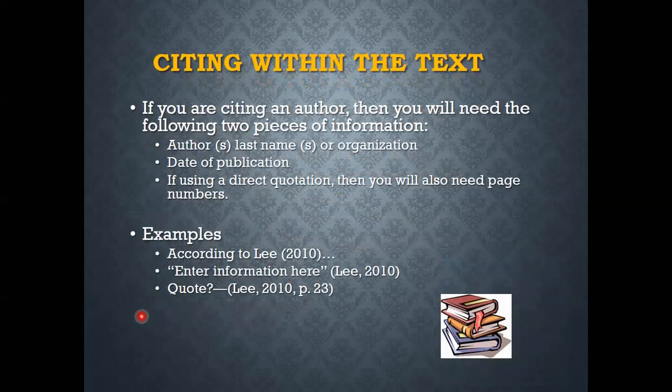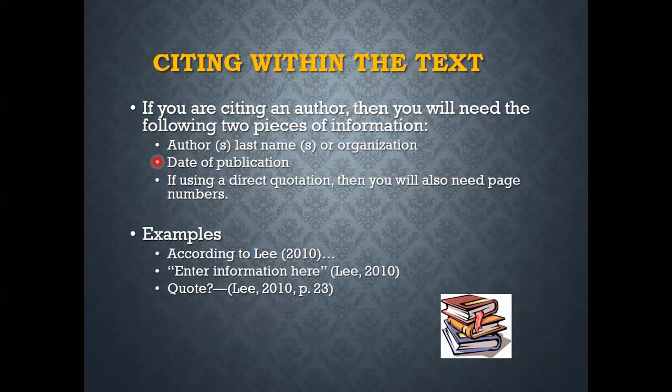Now let's look at how do we specifically cite our sources within our outline. When you are citing sources in an outline, you're going to need 2 pieces of information. The first one is the author's last name or the name of the organization. You do not need the author's first or middle name for your citation. Then you will need the date of publication.